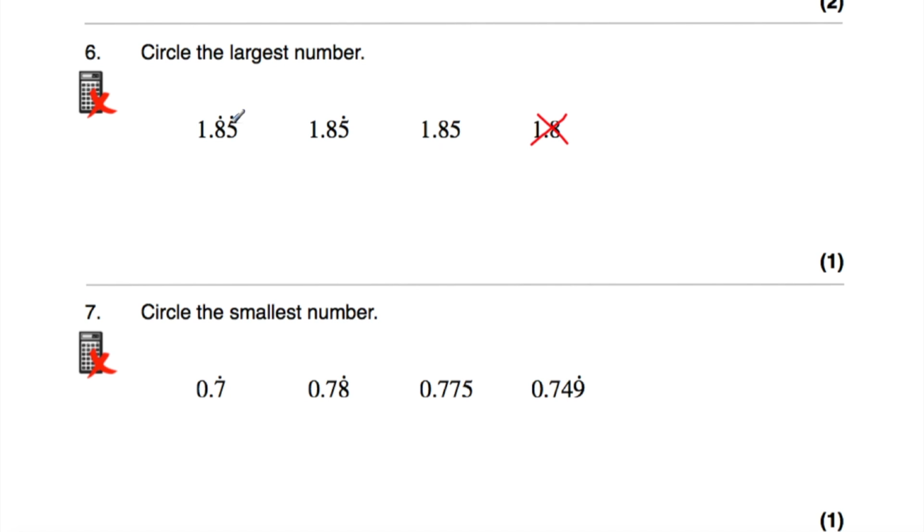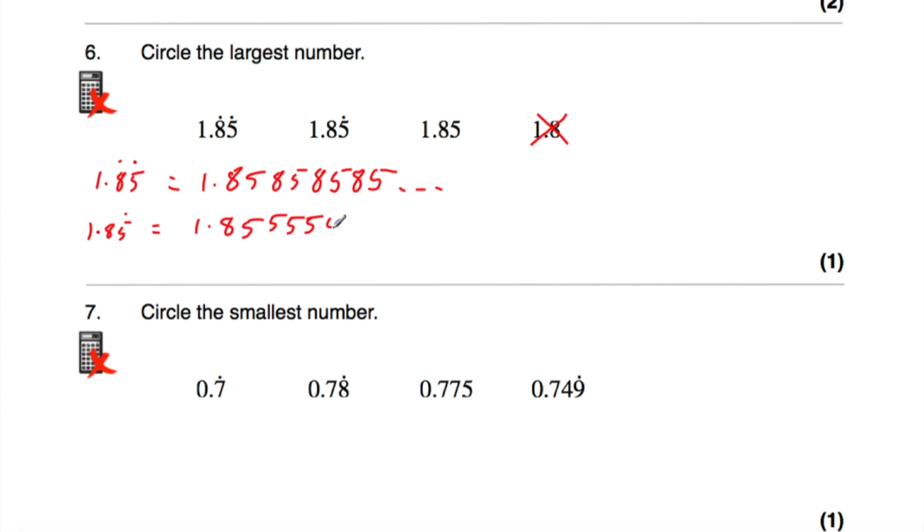Okay, now we've got 3 numbers left. I'm actually going to write these numbers out. I'm not going to write them out in full because they're going forever. But let's have a look at our 1.85 with the dot above the 8 and the 5. That's going to be 1.85 with a dot above both of them would be equal to 1 point, and then that means the 8 and the 5 repeat. So 85, 85, 85, and so on forever. Our 1.85 with a dot above the 5 would be 1.85, and it just shows the 5 repeats. So that's 5, 5, 5, 5, 5, and so on.